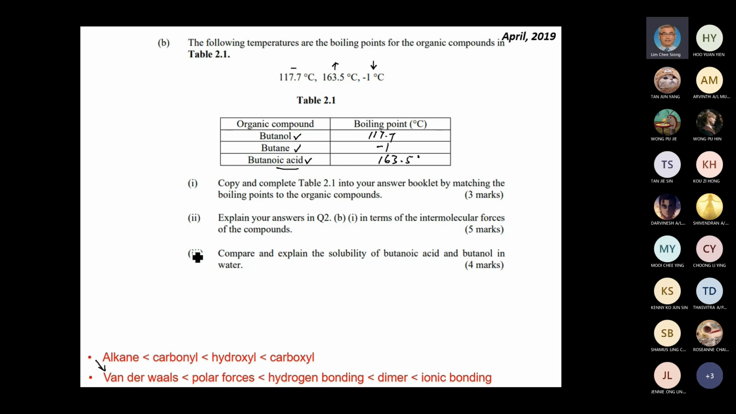Now what you have to give us is in ascending order. You can write down butanol. If you put extra knowledge, that also can. It is under hydroxyl, so it should be hydrogen bonding. Then how about butane? Butane is from alkane. Be careful, this is not PDPDF, no. Butane group only has van der Waals.